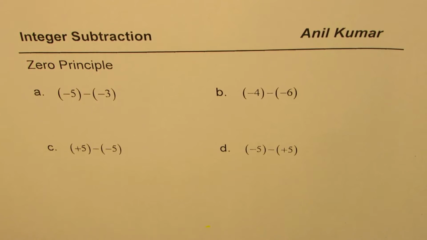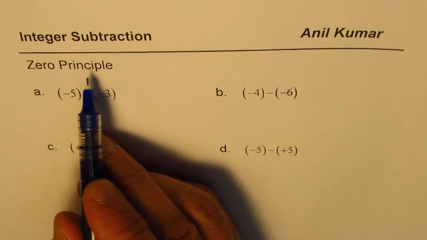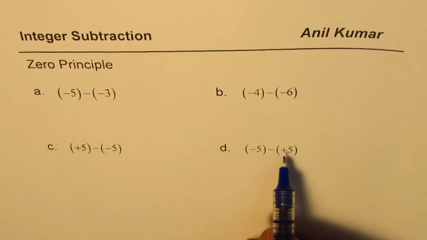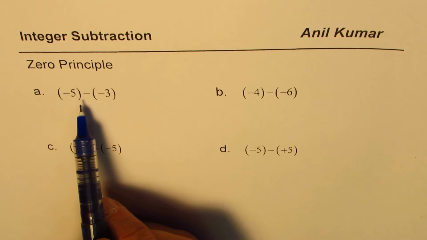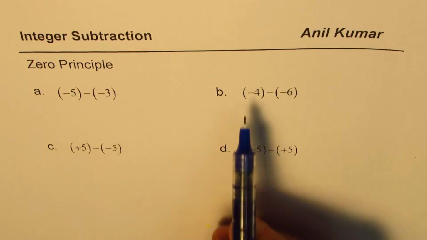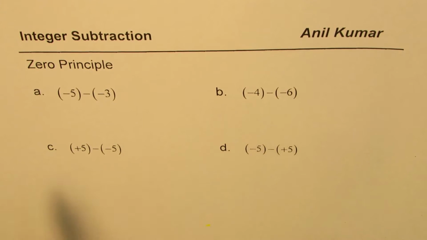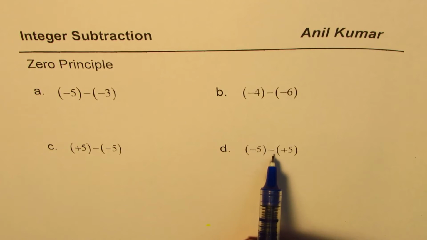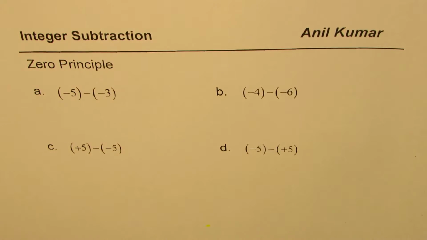I'm Anil Kumar, and in this video we will understand how to use zero principle to subtract integers, right? We have four questions here. The first one is minus 5 minus minus 3. Then we have minus 4 minus minus 6, plus 5 minus minus 5, and minus 5 minus plus 5. You can pause the video, answer the question, and then look into my suggestions.